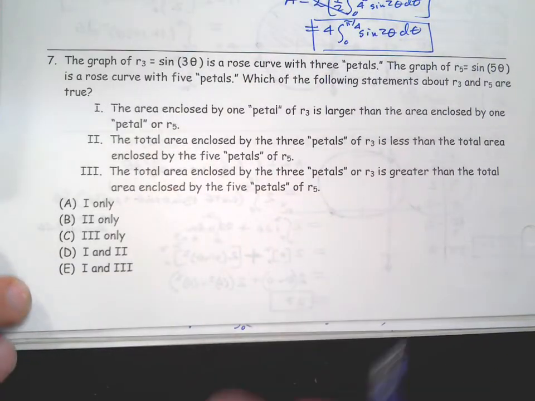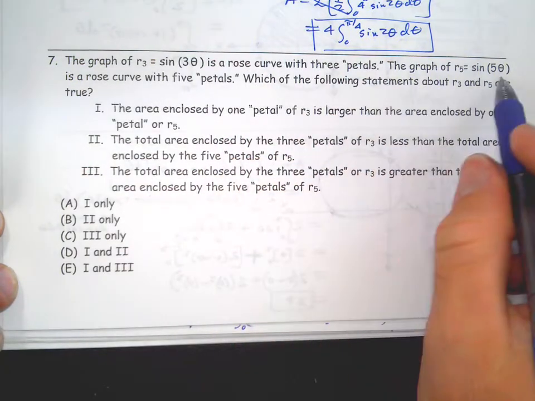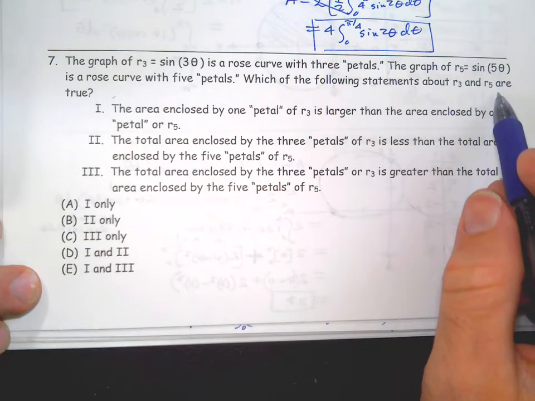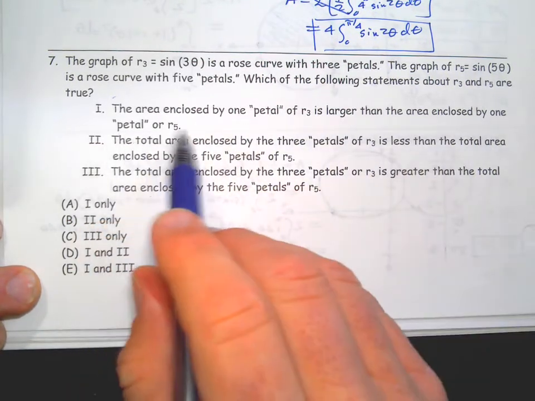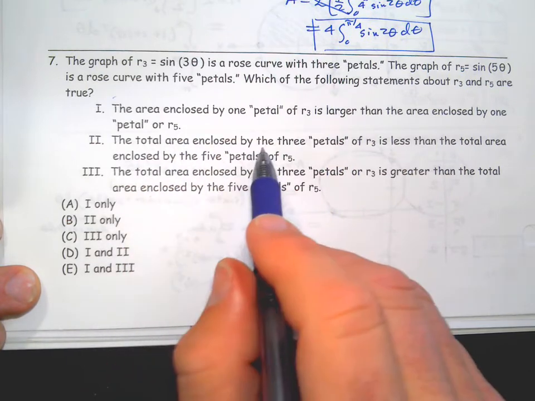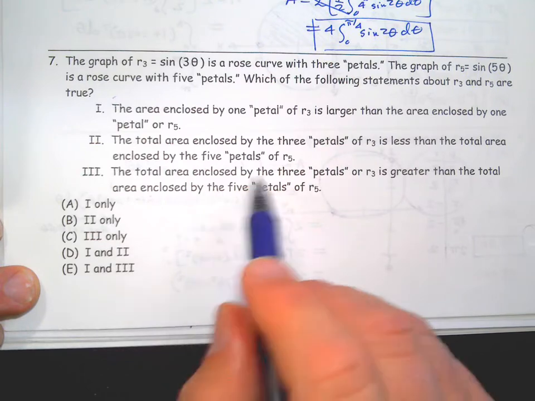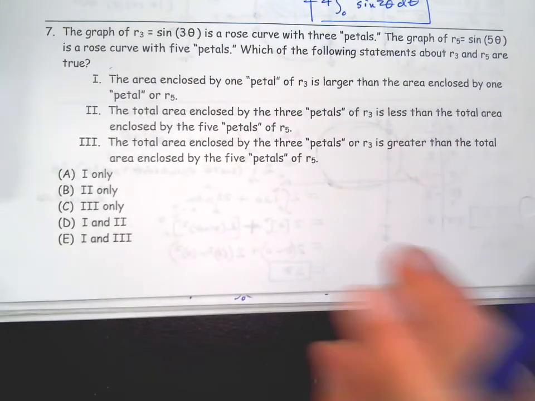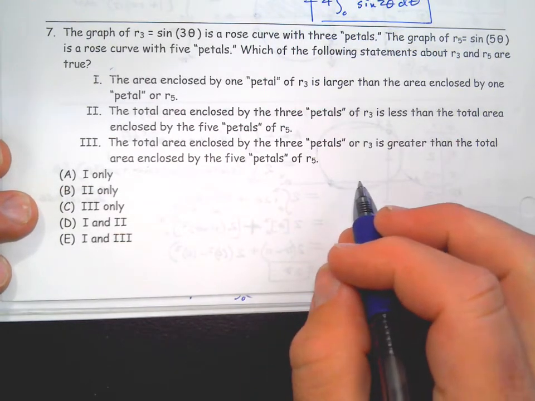Okay, this one's interesting. The graph of this has 3 petals. The graph of this has 5 petals. Which of the following statements about R3 and R5 are true? The area enclosed by 1 petal of R3 is larger than the area enclosed by 1 petal of R5. The total area enclosed by 3 petals is less than the total area enclosed by the 5 petals. The total area enclosed by the 3 petals is greater than the total. I feel like we're talking about area, so we should probably go and find the full area of each of them.